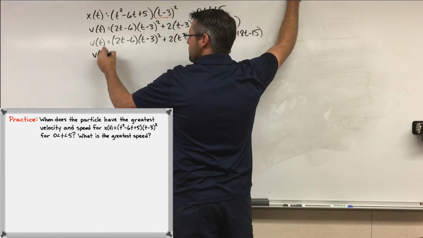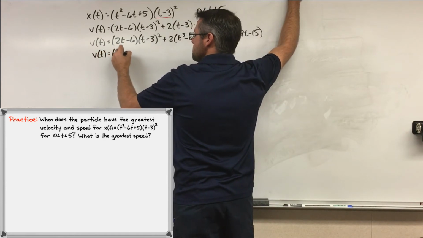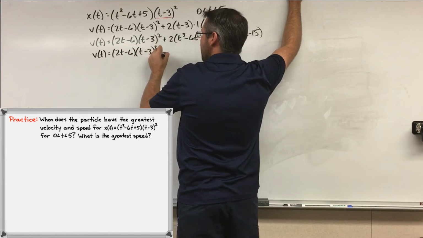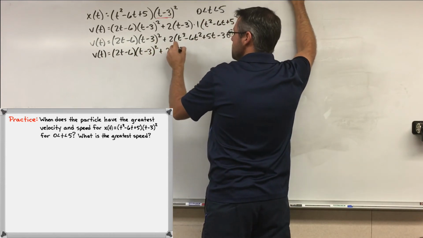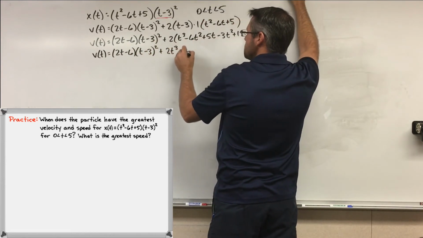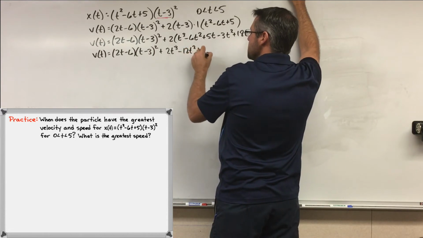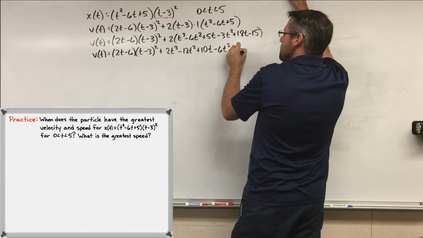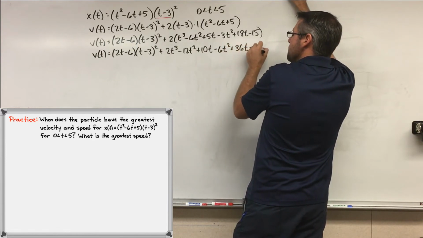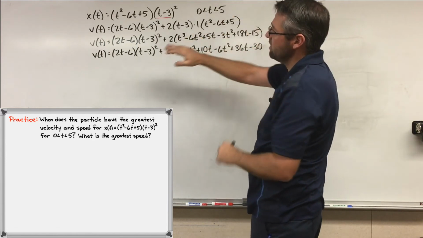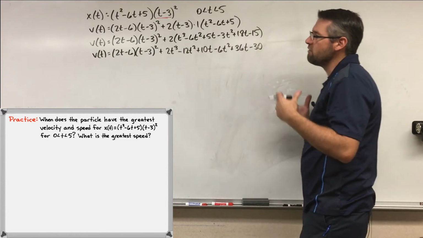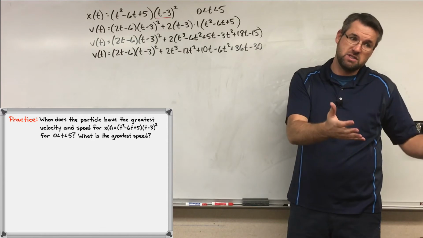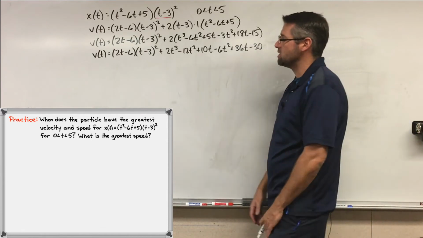Velocity is equal to 2t minus 6 times t minus 3 squared plus 2t cubed minus 12t squared plus 10t minus 6t squared plus 36t minus 30. Okay, so that's the velocity. We are looking for maximum velocity. If I'm looking for maximum speed, I've got to first deal with velocity. So we're looking for maximum velocity.